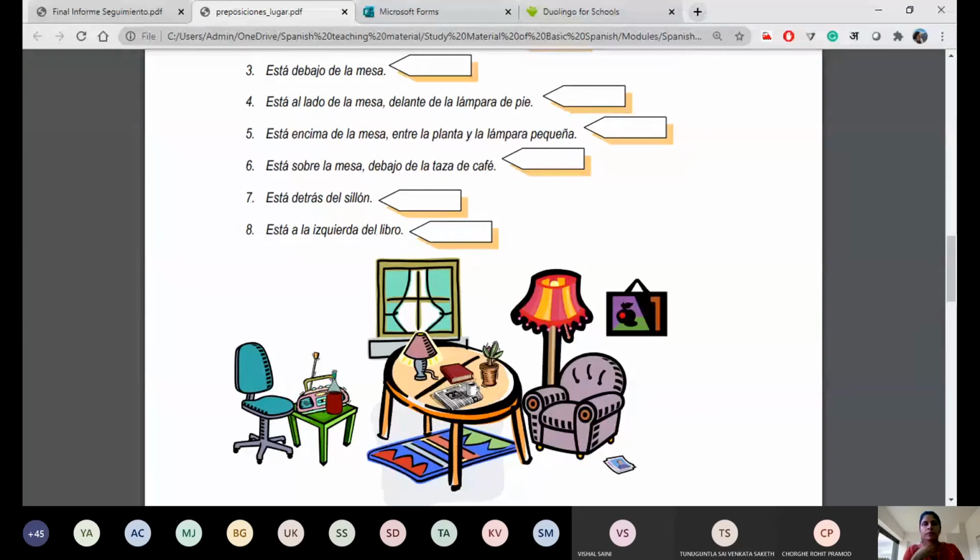Está sobre la mesa debajo de la taza de café. So sobre is on the table, and debajo de la taza de café is below the cup of coffee. Taza is the coffee mug, the mug kind of thing. Newspaper is periódico, ¿vale? Periodicals, that is periódico. Vale. Next. Thank you.